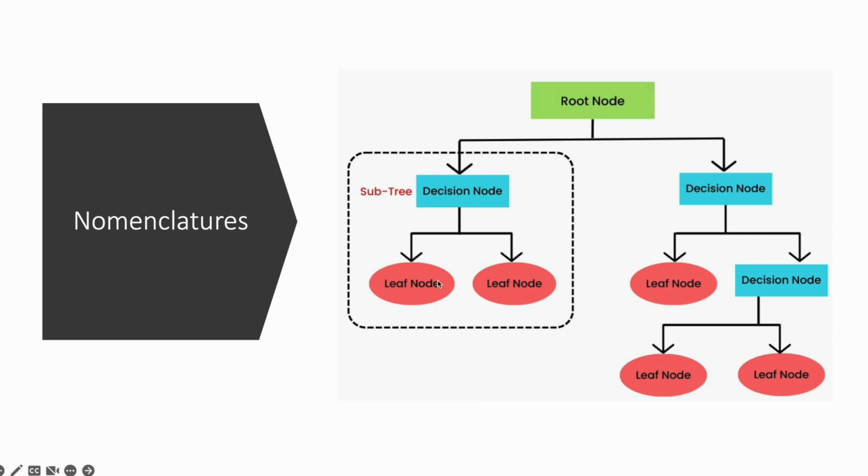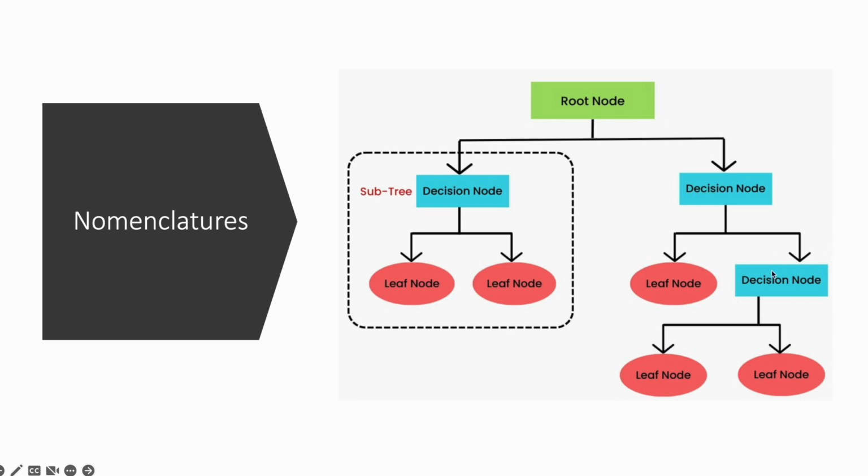The portion where it stops branching out is the leaf node, right? The end of the tree is the leaf node. Now there can be multiple leaf nodes, but there will always be one root node, right? This whole thing is called a tree, and a similar structure is called a subtree. So if you see in the dotted, this is a subtree. On the right side also, this whole thing is a subtree.